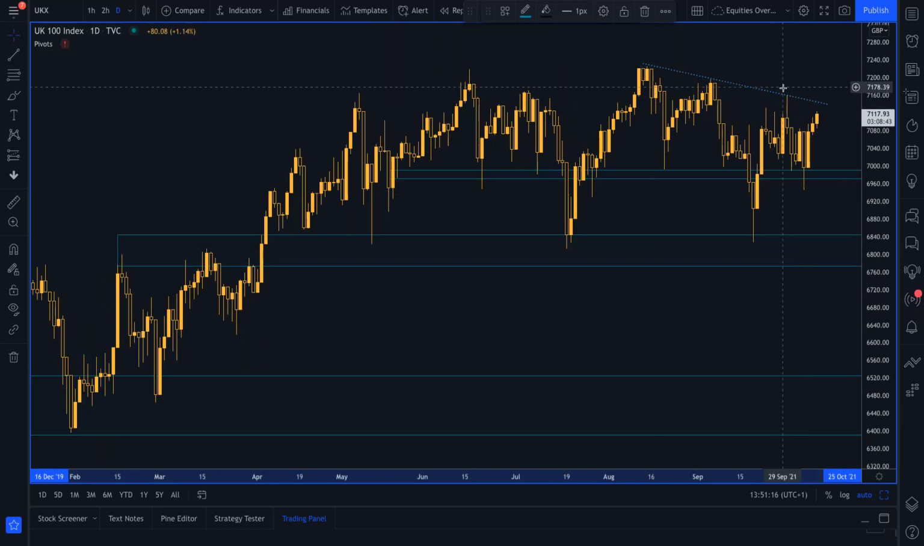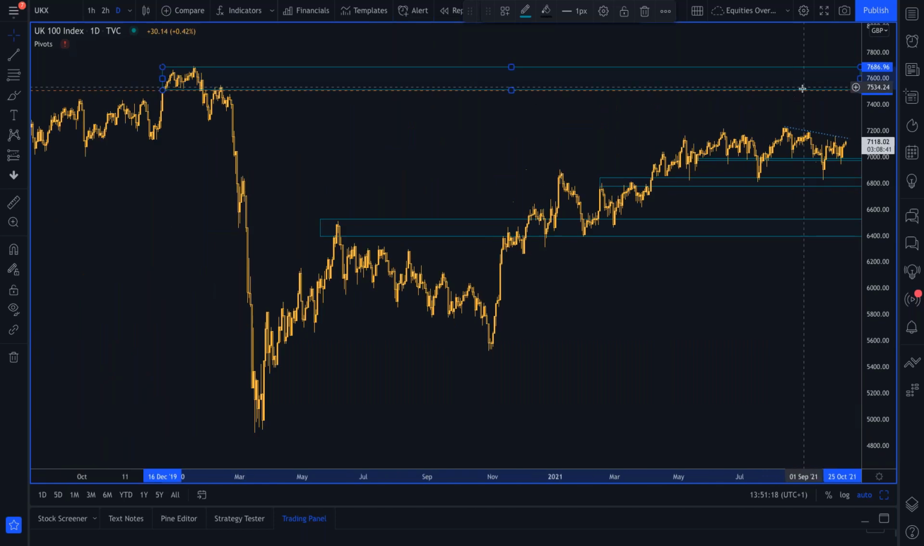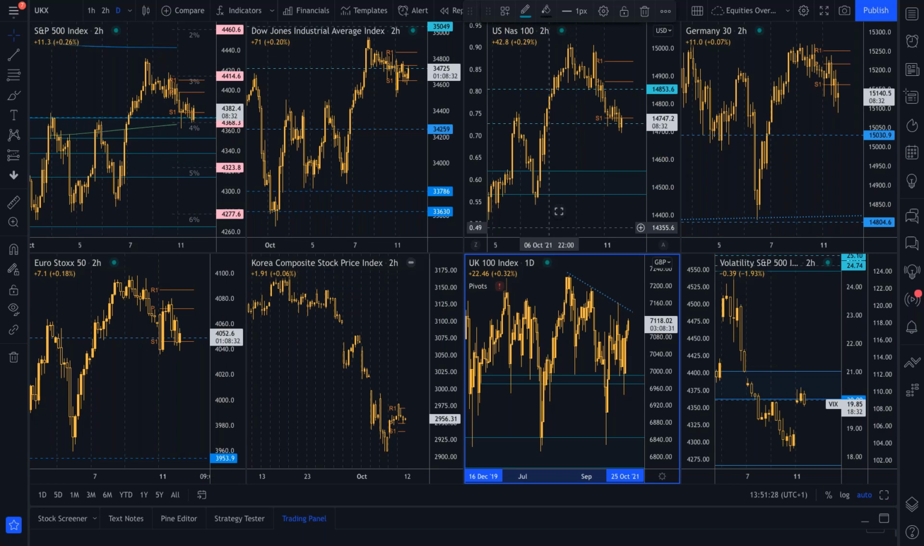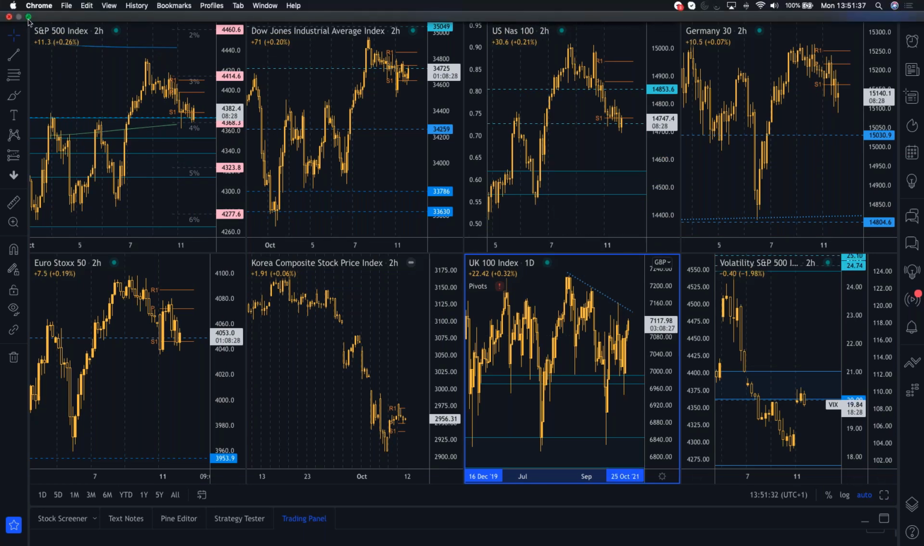So that 7,500 region would be the ultimate target, back up to those pre-COVID-19 highs. The FTSE 100 is the only major stock market that hasn't had its COVID highs filled. All the other major stock markets here have. So there's definitely potential upside for the FTSE 100.